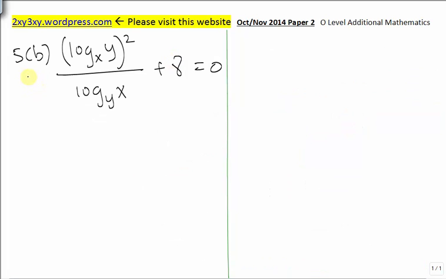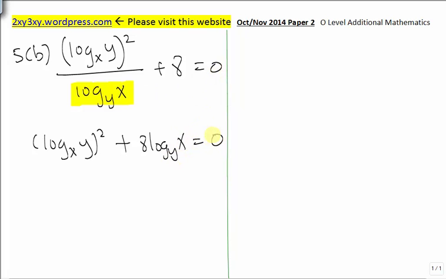Now we are doing question 5b. We are asked to express y as a power of x. Let us simplify this equation by multiplying the term by this expression here. So we will have 8 multiplied by this, and 0 multiplied by this will be 0.